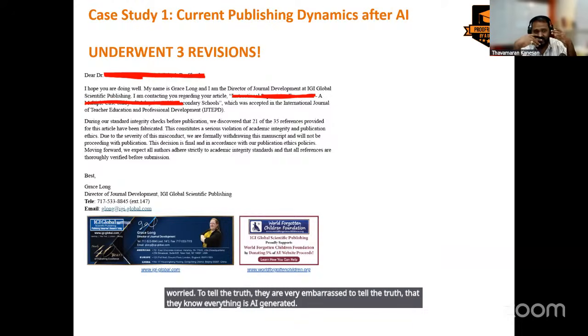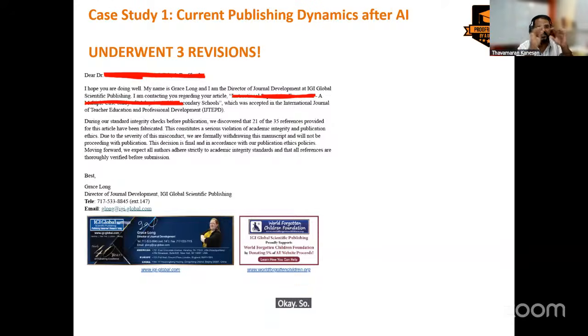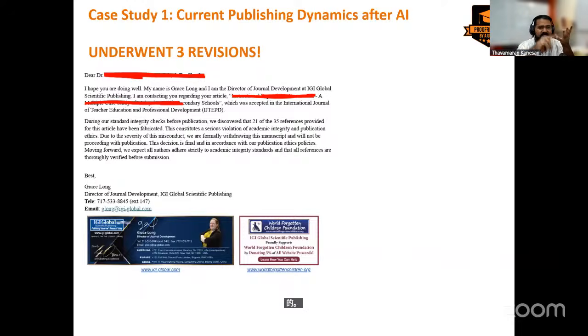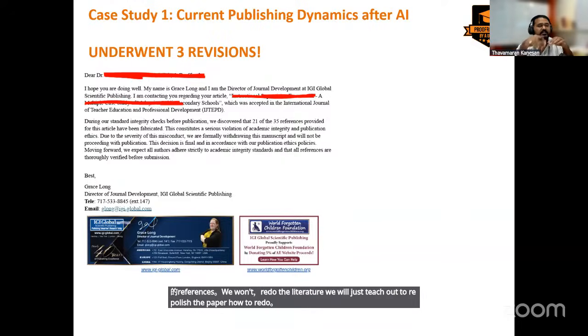So this is a very important question. Every supervisor should ask this question, because they are named on the paper as well. Once the students say, no, I only proofread and generate sentences, I say, okay, fair enough. If that is true, there shouldn't be any form of fake citation, fake references, fake content, or fake research gap. None. Therefore, we won't check any citation, we won't check the references, we won't redo the literature review. We will just teach how to repolish the paper and how to redo the PRISMA, all those things.